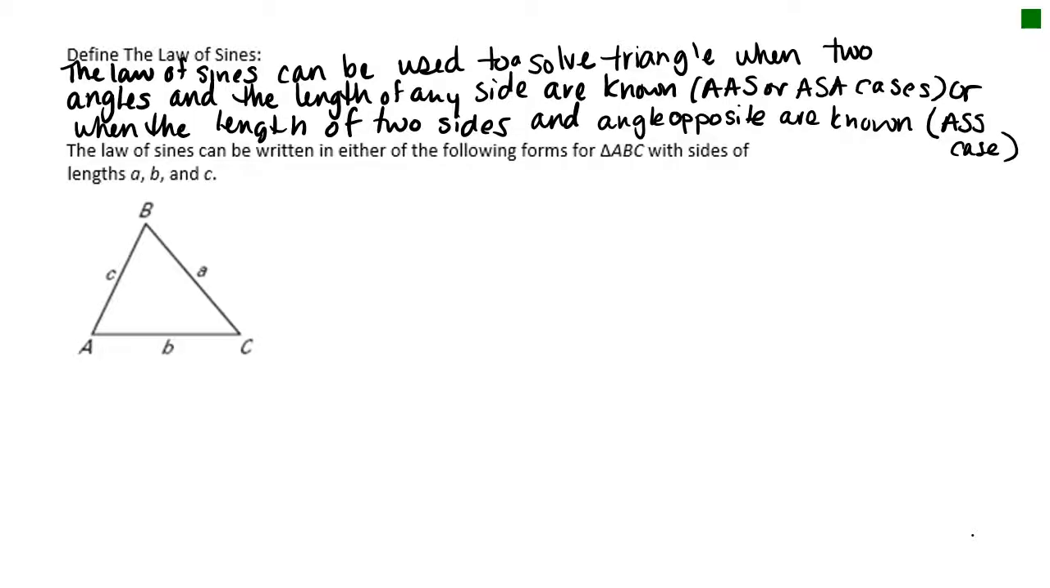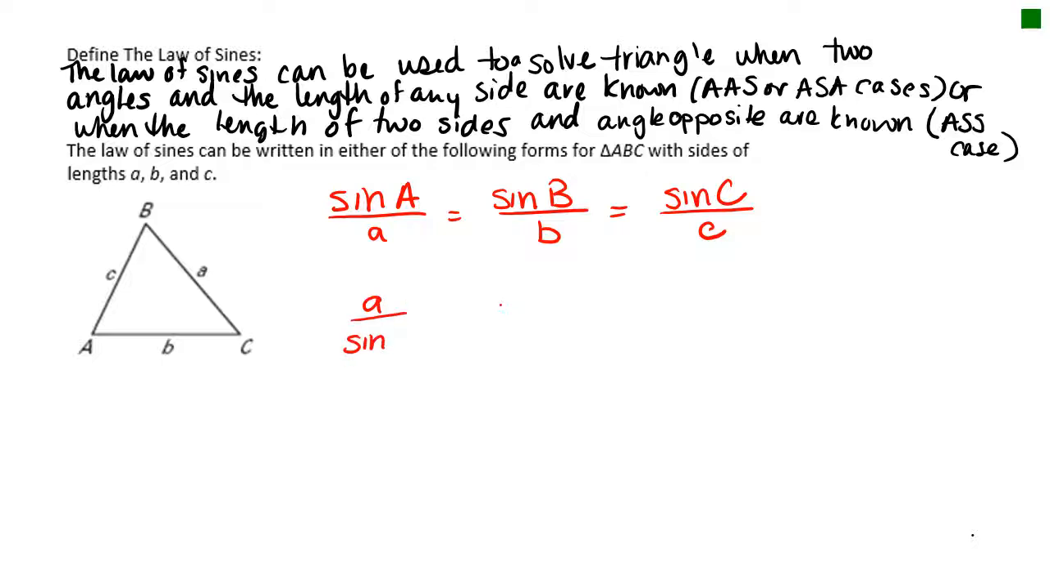All right, so here's the law. Here's the actual law of sines. So sine of angle A over A is proportional to the sine of angle B over B, or the sine of angle C over C. All those are the same. You can even flip it if you want.